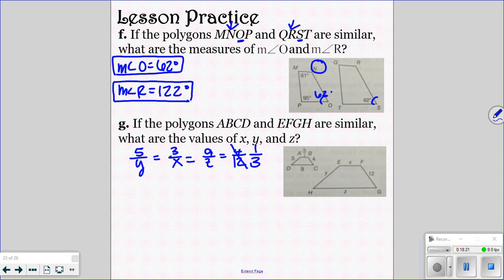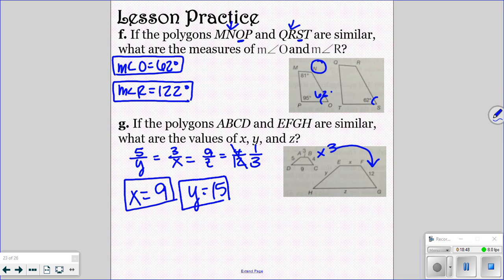So another way that you can do it instead of using your ratios is actually just to look at your ratios. 4 to 12, this number gets multiplied by 3 to get here. So for X, 3 times 3 is 9. So our X value would be 9. 5 times 3 is 15, and so that's what your Y value is going to be. And then 9 times 3 for Z is going to be 27. So some of y'all may prefer to do it that way. Or you can use your ratios like we've been doing. Either one is fine with me.